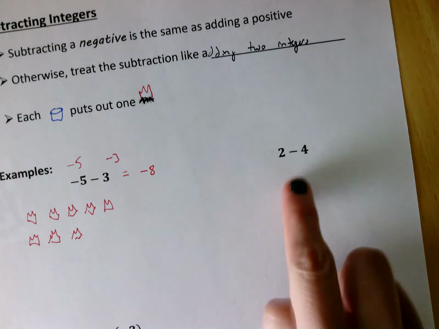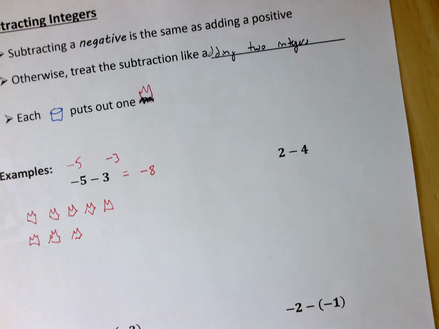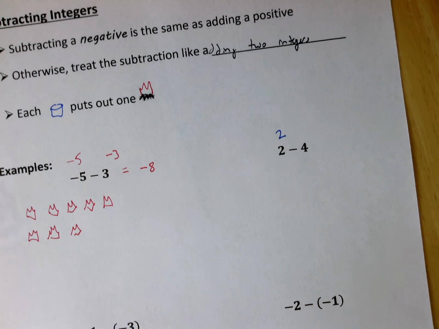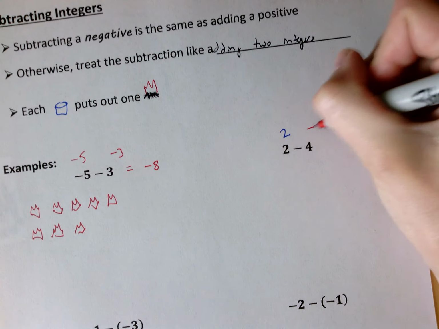All right, this guy over here, 2 minus 4. Instead of looking at it as 2 minus 4, I'm going to change my perspective and say that this is like a 2 and that this is like a -4.